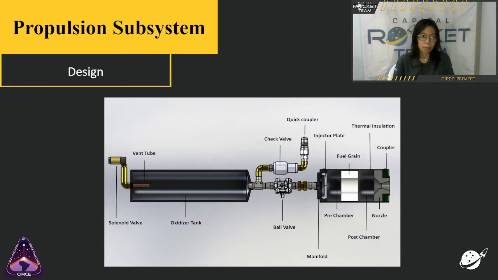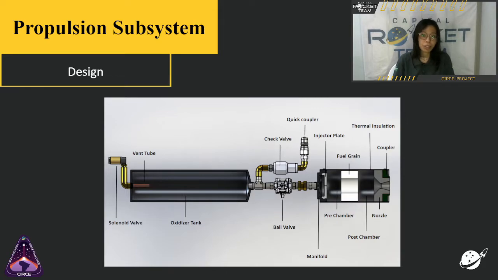I'm going to talk about the Propulsion Subsystem. The Propulsion Subsystem of the CDC project is made of an oxidizer tank and a combustion chamber. In the oxidizer tank, we have the vent system, which is for the pressure relief of the tank. And we have a lot of connections from the tank to the combustion chamber. In the connections, we have also three main valves, which are the ball valve, the check valve, and the quick coupler. In the combustion chamber, we have the injector system, which is composed of an injector plate and a manifold.